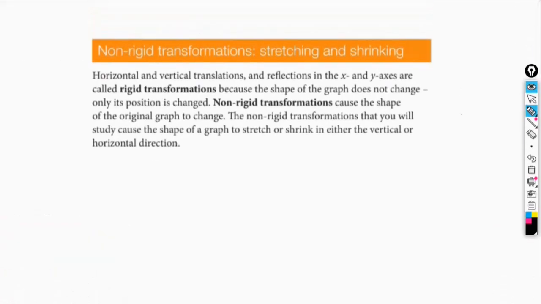The next slide covers the topic of non-rigid transformations, which are known as stretching and shrinking. All the transformations that we saw before did not transform the shape of the graph itself, but rather just shifted it left, right, up, down, or reflected it across the y-axis or across the x-axis. Now we're going to see the so-called non-rigid transformations, which cause the shape of the original function to change.